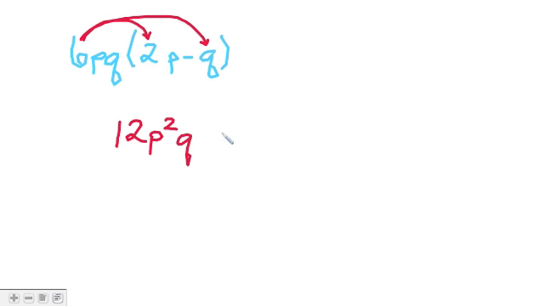All right, let's do the next one. 6 times negative 1 is going to give me negative 6. There's no p, so the p stays. But what about the q's? I have q plus q equals q squared. And that's my final answer.